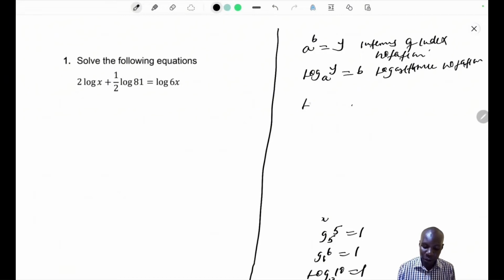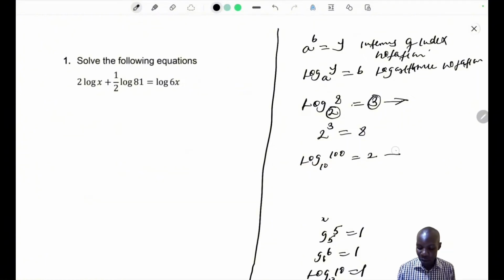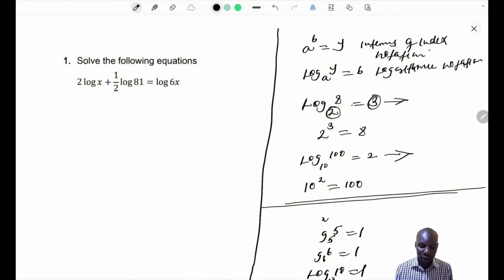For example, if you have log of 8 to base 2, it should give us 3. This is logarithmic notation. What about in terms of index notation? In terms of index notation, we'll say 2 to power 3 should give us 8. If we have log of 100 to base 10 is equal to 2, this is logarithmic notation. In index notation, we'll say 10 to power 2 is equal to 100. So that is also something that we need to know, because it is also going to guide us as we solve various kinds of questions that are touching on further logarithm.